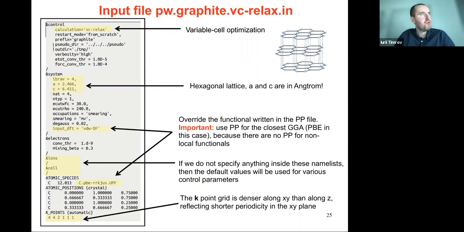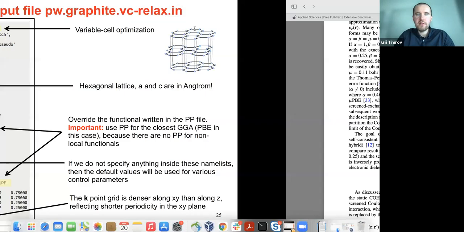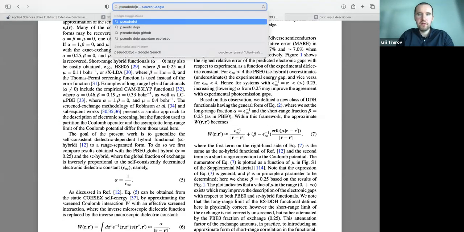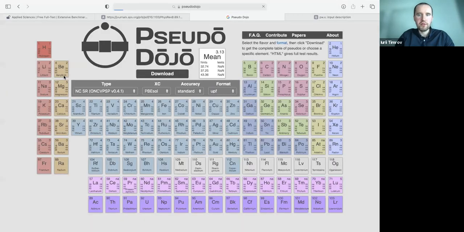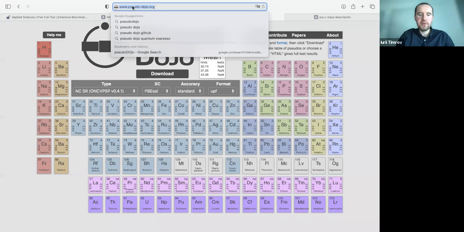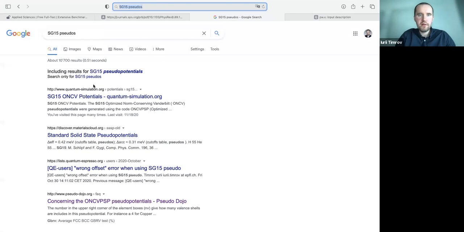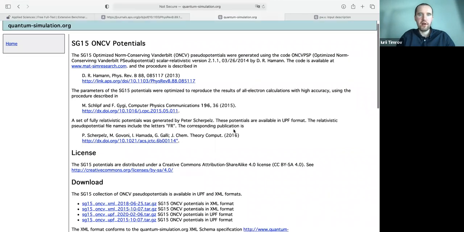There are 2 libraries for norm-conserving pseudopotentials that I know are very good. One is called Pseudo Dojo, developed by a Belgian group. So this is a norm-conserving pseudopotential library, so you can try them. And then there is another norm-conserving pseudopotential library. It's called SG15. And you can also try them out for hybrids.